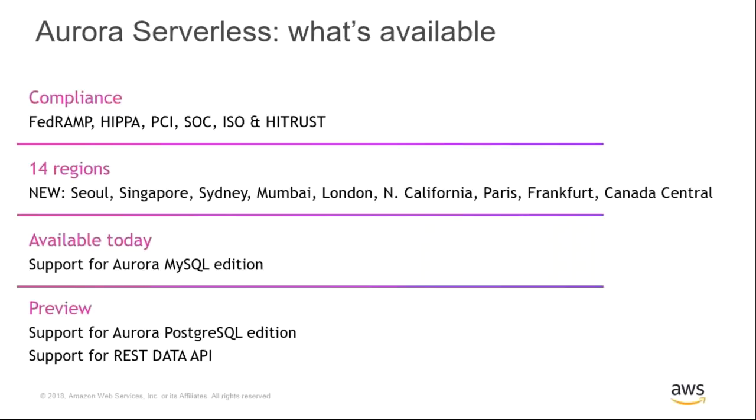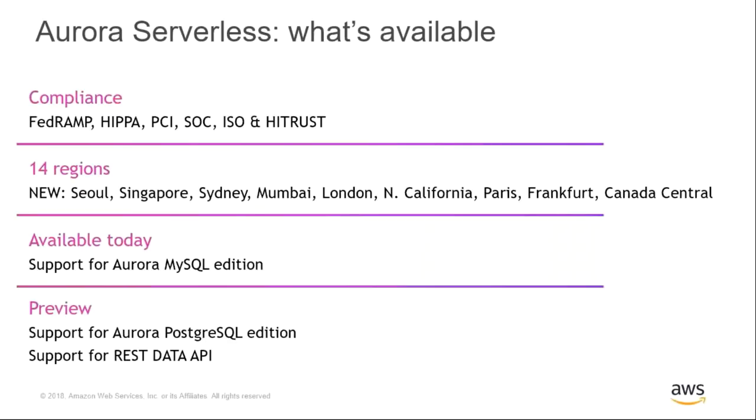It's available today for the MySQL edition of Aurora that's compatible with the MySQL 5.6 database. And we started a preview for the Postgres edition. So you can sign up for that preview if you go to the Aurora website, RDS/Aurora. You'll see that there's a link to sign up for the preview if you'd like to try the Postgres edition.